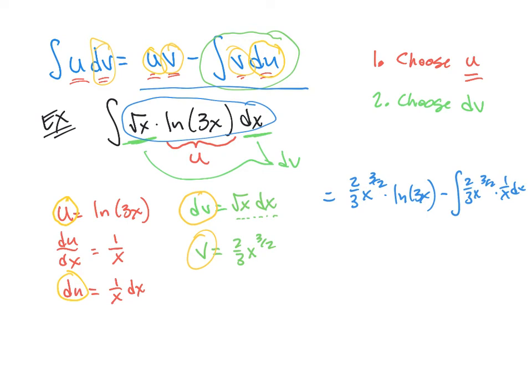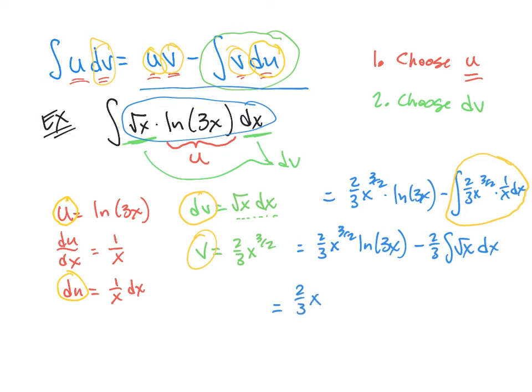And if the universe is cooperating with us, we should be able to do this integral pretty easily. And it turns out we can. I'm going to clean it up a little. There's not much to clean up here. This is still 2/3 x to the 3/2, natural log of 3x. But I can simplify 2/3 x to the 3/2 times 1 over x. That's just 2/3 square root of x. So I factor out the 2/3 and clean that up, and now I just have to do the antiderivative of the square root of x, which I already did when I computed v. So my final expression for this answer, it's not pretty or elegant, but it is correct.